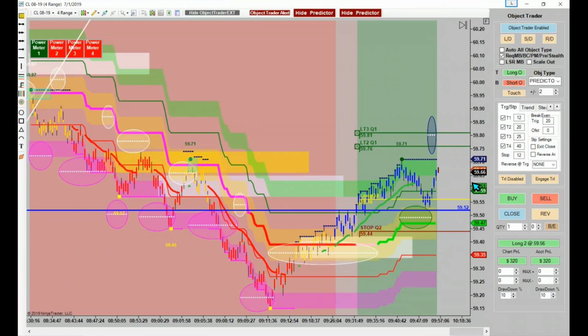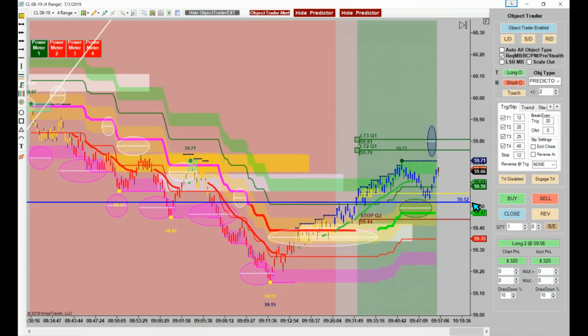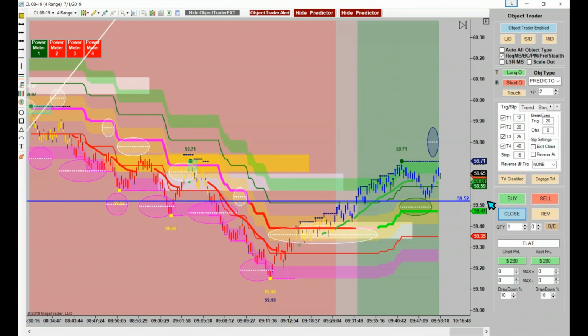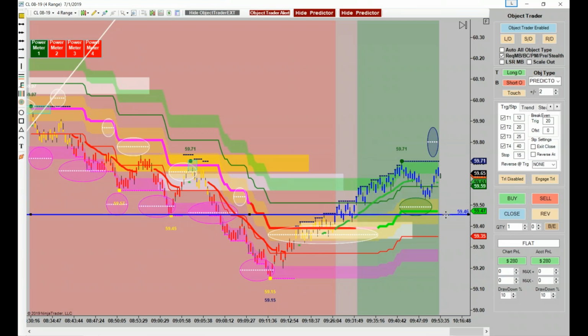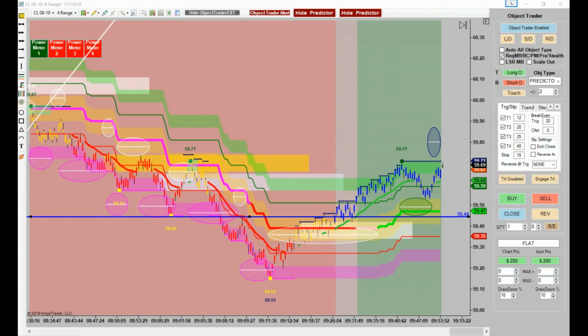Matter of fact, let's just fast forward this and see if I'm right. I'm going to kill this trade. That was good enough. But if they take out this predictor right here, I'm going to draw a line, then they're probably no longer heading up. But you might still have a phantom trade. Let's see what it does.